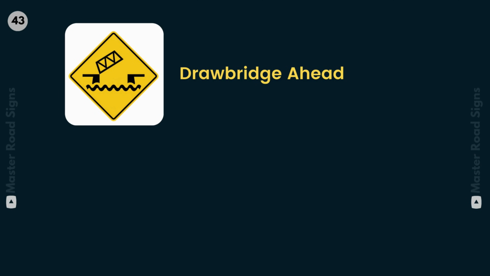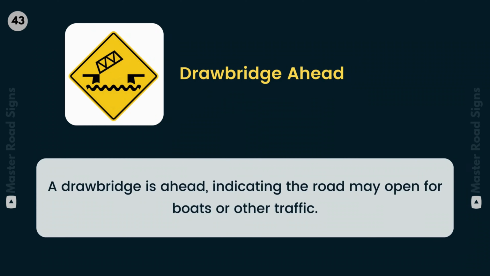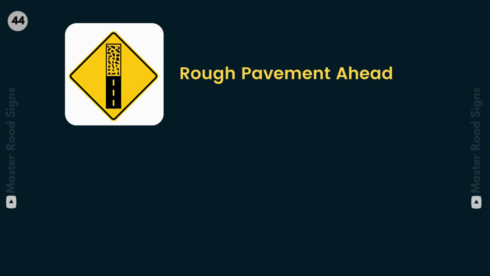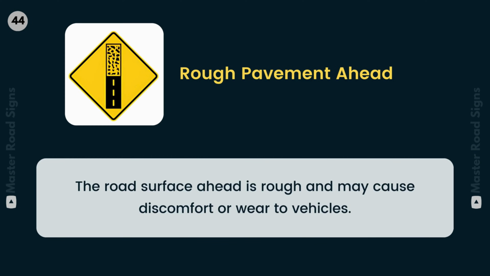Drawbridge ahead sign. A drawbridge is ahead, indicating the road may open for boats or other traffic. Rough pavement ahead sign. The road surface ahead is rough and may cause discomfort or wear to vehicles.